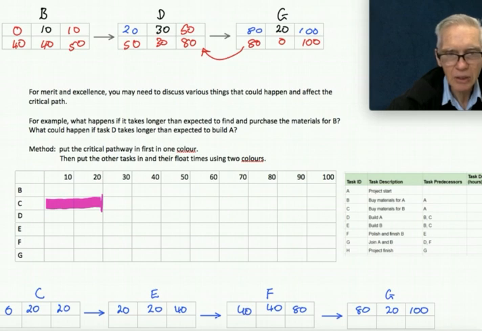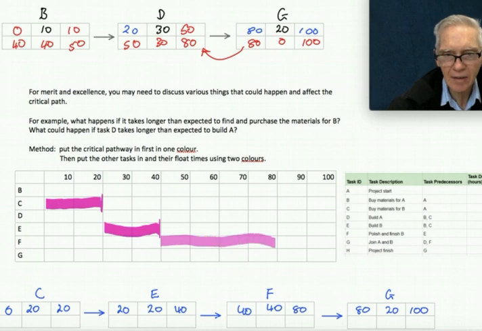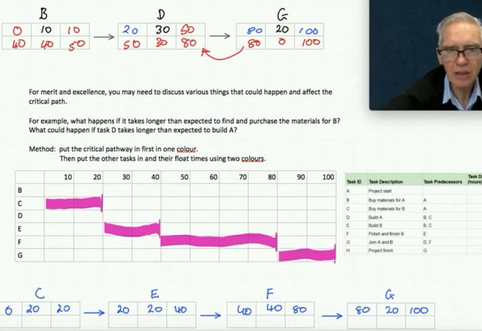E goes from 20 to 40. So E starts here and finishes at 40. And F starts at 40 and finishes at 80. And then you have G, 80 to 100. That's your critical path. So those must be done. Now we're going to look at the other bits and fill them in.